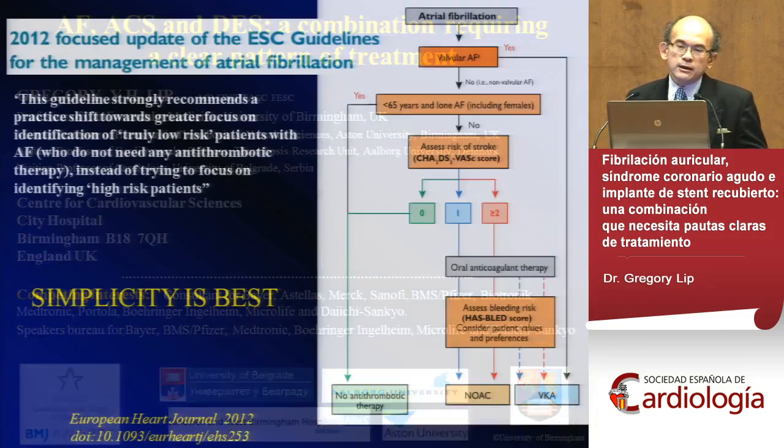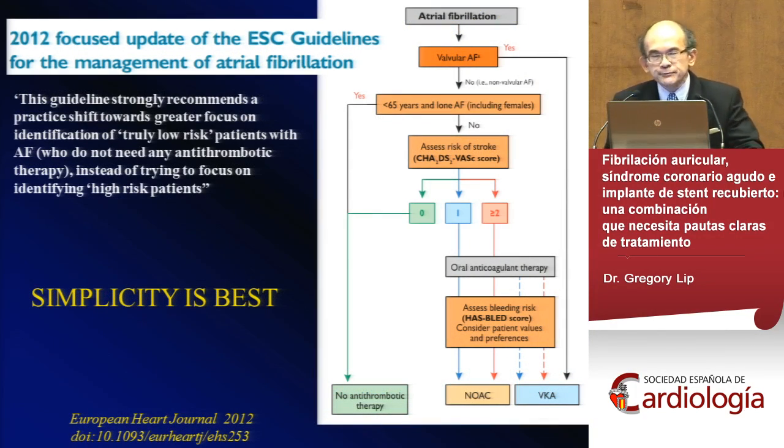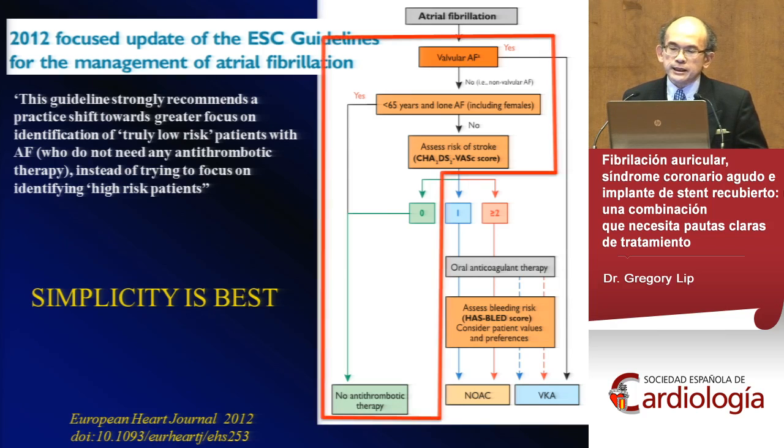But let's set the scene on what we're having to deal with, because with atrial fibrillation, when you're trying to emphasize stroke prevention, all the contemporary guidelines emphasize the necessity of oral anticoagulant therapy. The ESC guideline flowchart is shown here, because in the ESC guideline, the emphasis is initially identifying your low-risk patients who don't need any antithrombotic therapy. These low-risk patients are those with a CHA2DS2-VASc score of 0 if male or 1 if female. Essentially, that is the category of age under 65 and lone atrial fibrillation.